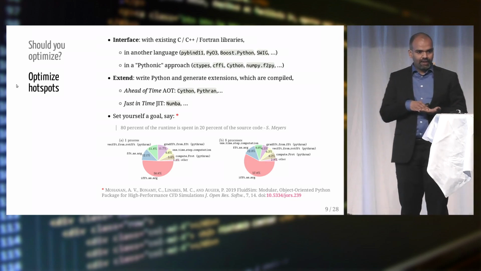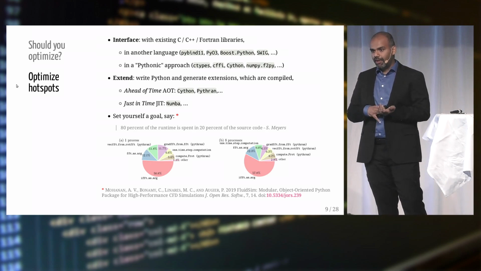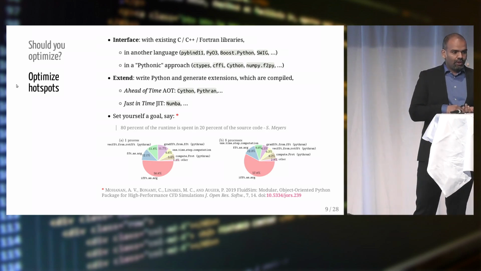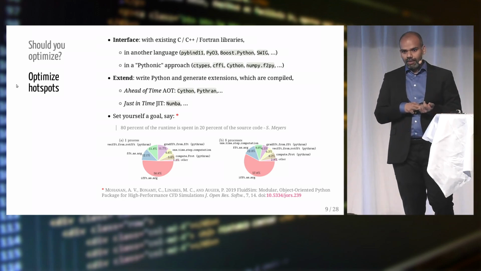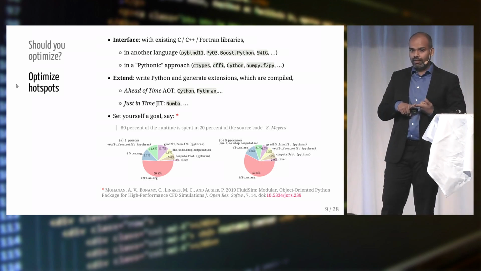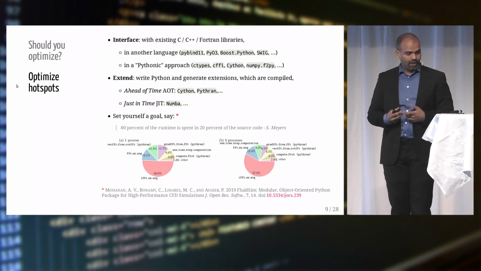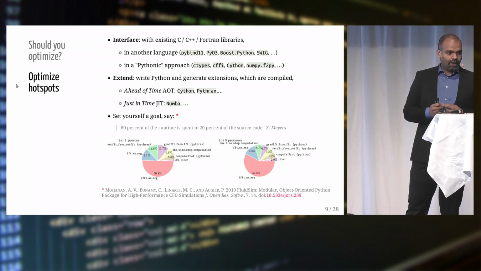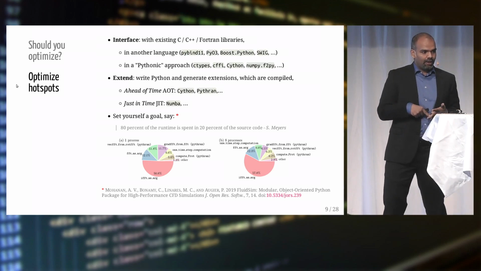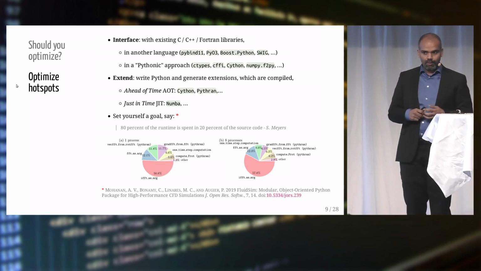This is about extending your code. So your problem is not solved by an existing library. You have to implement it yourself. What would you do? You can write your Python code and make it go faster. You can compile it ahead of time. You generate a dynamically importable binary, a C extension, a Python extension. Very popular libraries for that are Cython and also Pythran nowadays. Also, you can do a JIT-compiled version, for which Numba is a good solution.